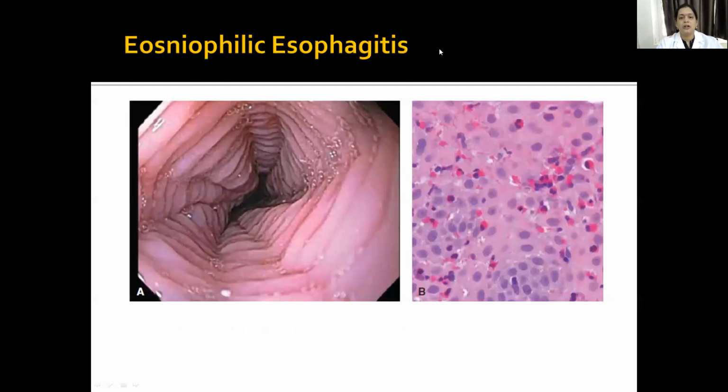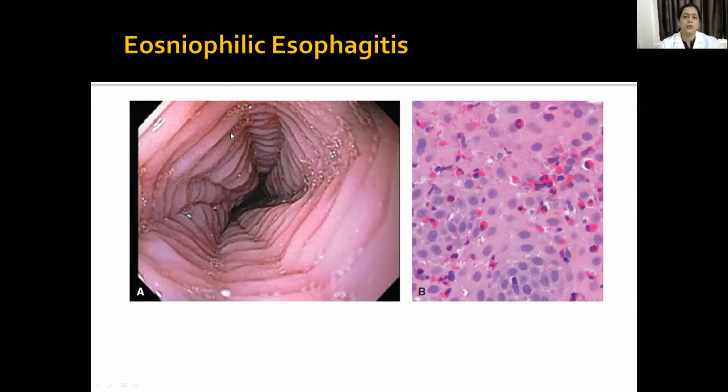So there's something called eosinophilic esophagitis. It is different from any parasitic esophagitis or infectious esophagitis or GERD, because eosinophilic esophagitis is something like an allergic reaction. Okay, it almost resembles a trachea with transverse kind of things. You can see this kind of ring-like structures here. That is the eosinophilic esophagitis gross appearance.